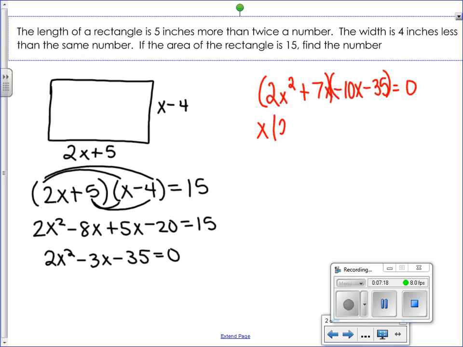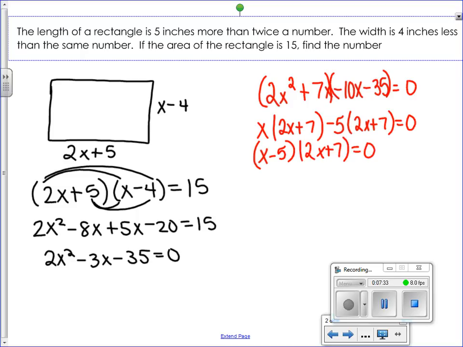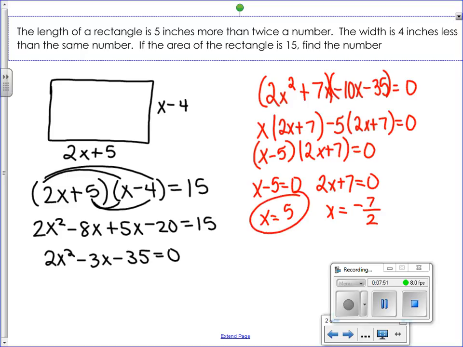Take out an x, I have 2x plus 7. I take out a negative 5, I have 2x plus 7. So x minus 5 times 2x plus 7 equals 0. That means x minus 5 equals 0, or 2x plus 7 equals 0. Either x is 5 or x is negative 7 halves. Which one is it? X is 5. Can't be the negative 7 halves.